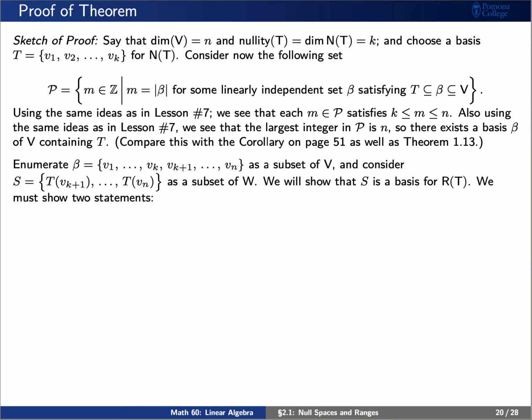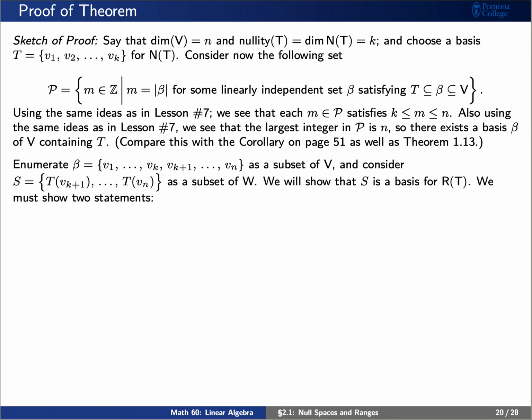Let's enumerate our set beta as v1 through v sub n. Remember that the first k elements must come from the basis for the null space T, so we really want to consider the last n minus k elements. In fact, those elements, v sub k plus 1 through v sub n, let's apply T to each of those and form a subset S of W.